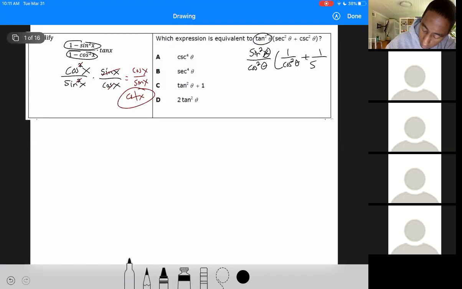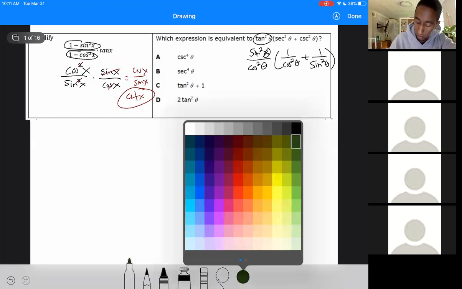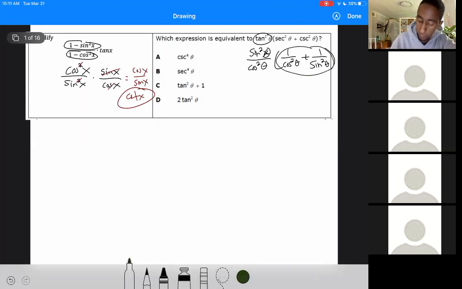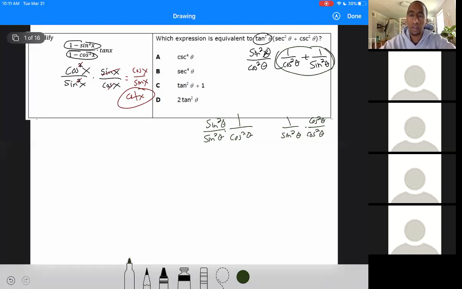So then I needed to make the bases the same. In the parentheses, I needed to make the bases the same. And so then I needed to multiply 1 over cosine square root of x by sine square root of x, and 1 over sine square root of x by cosine square root of x. Yes. Okay, and let me pause you real quick right there.